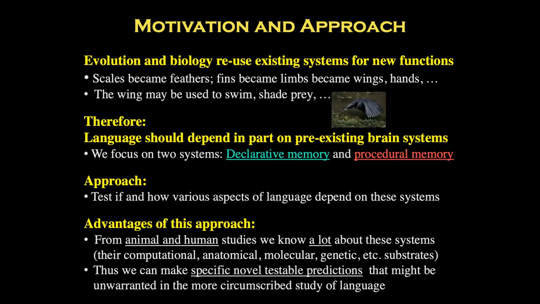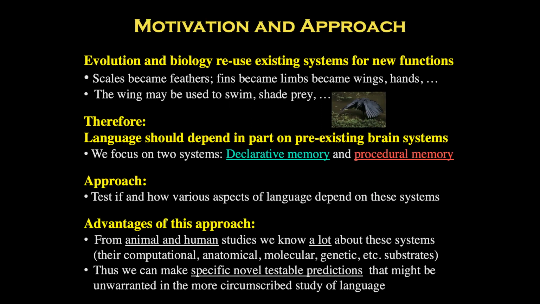help certain birds swim, or, one of my favorite examples, to shade their prey. There are certain species of heron, like the black heron and tricolor heron, that use their wings to shade the water. It's thought to help them better see their prey. So you have a completely new function with an existing structure without any structural adaptation whatsoever.